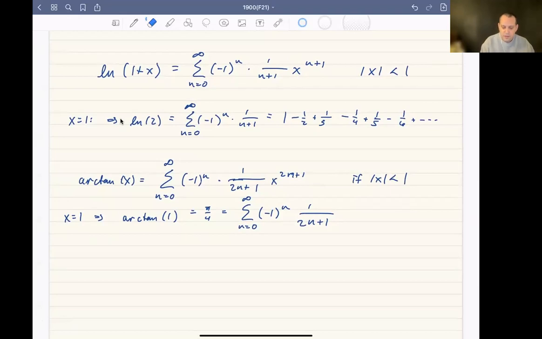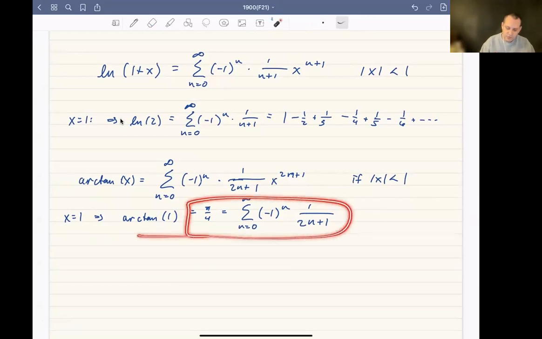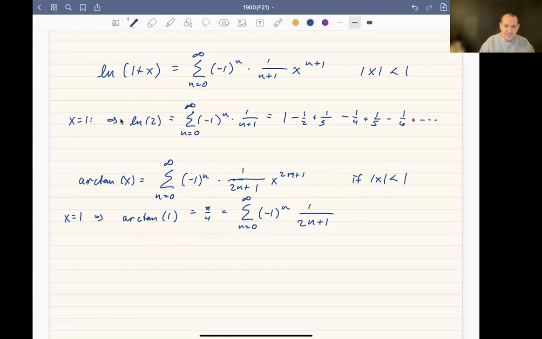At any rate, looking back at the arctangent, plugging in x equals 1, this gives us a formula for pi. So pi over 4 is equal to the sum from 0 to infinity of negative 1 to the n times 1 over 2n plus 1.